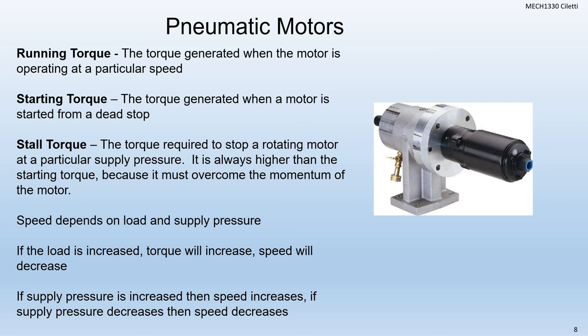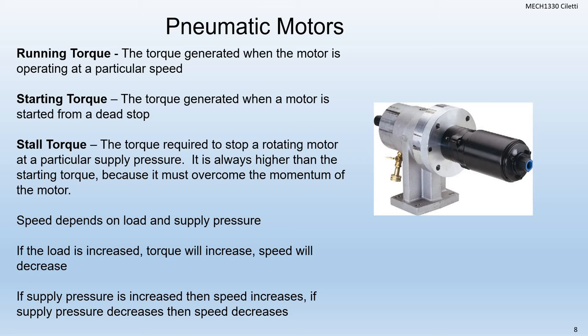All right, some of the basics we're going to talk about is their running torque. That's the torque generated when the motor is operating at a particular speed. We're going to look at their starting torque. That's the torque generated when a motor is started from a dead stop. Their stall torque. That's the torque required to stop a rotating motor at a particular supply pressure. It's always higher than the starting torque because it must overcome the momentum of the motor.